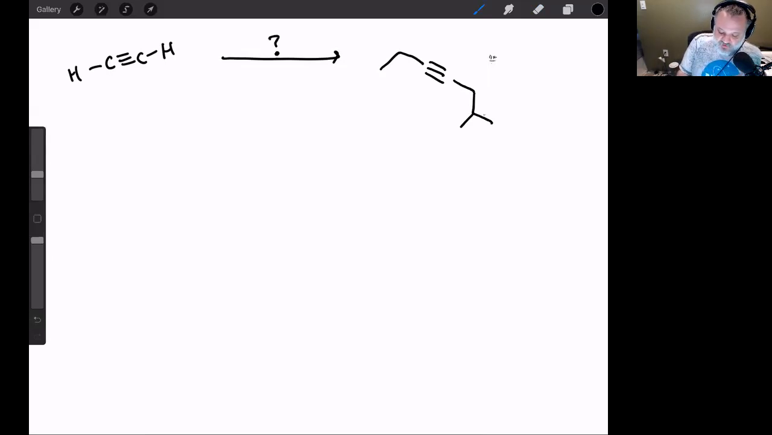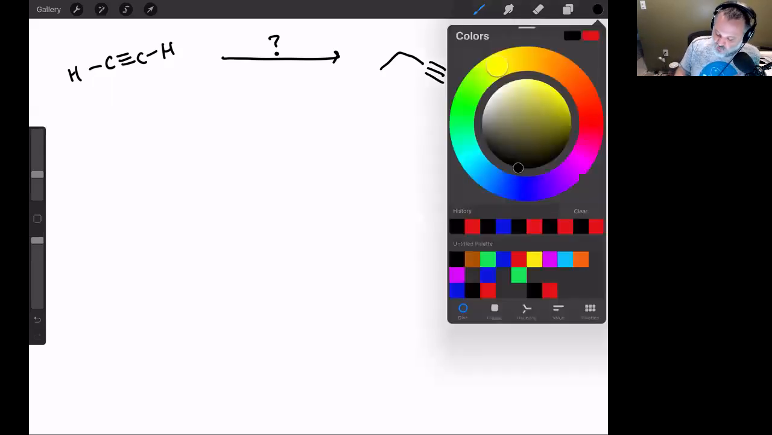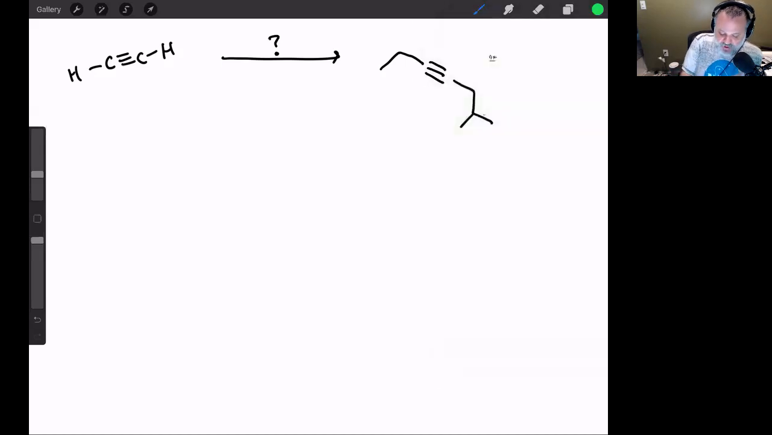So what's the synthetic strategy? We only really need to form the carbon-carbon bonds. And so we're only going to use the reaction that we just discussed, which is the alkynide ion formation. What's important about this particular reaction is to remember that when we use alkynide ion to form carbon-carbon bonds, the triple bond stays intact.